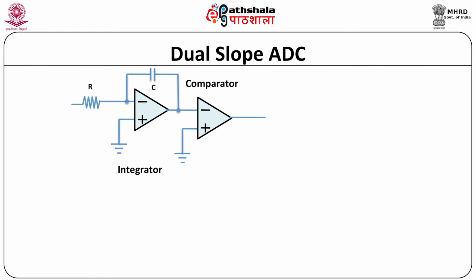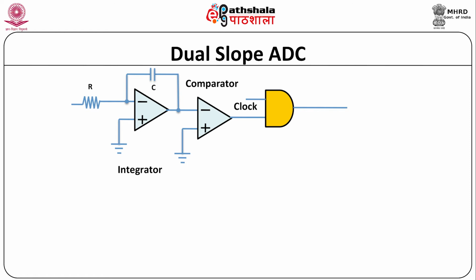The next block in the ADC is a comparator. It compares the voltage at the inverting input with that of the non-inverting input. As the non-inverting input is grounded, the comparator acts like a zero crossing detector. The output of the comparator can be either in high or low state. The comparator output drives one input of the AND gate and the other input receives the clock.